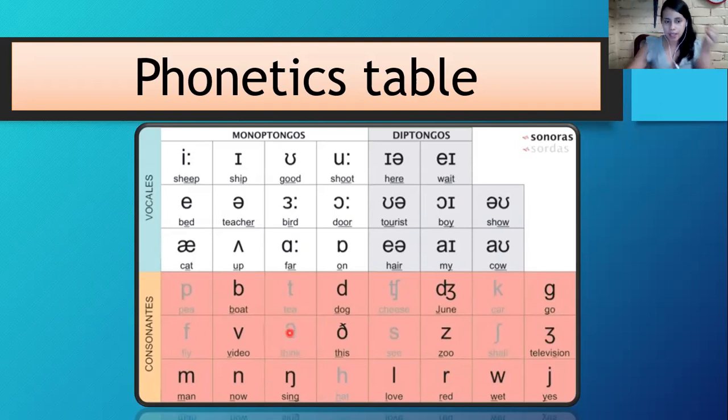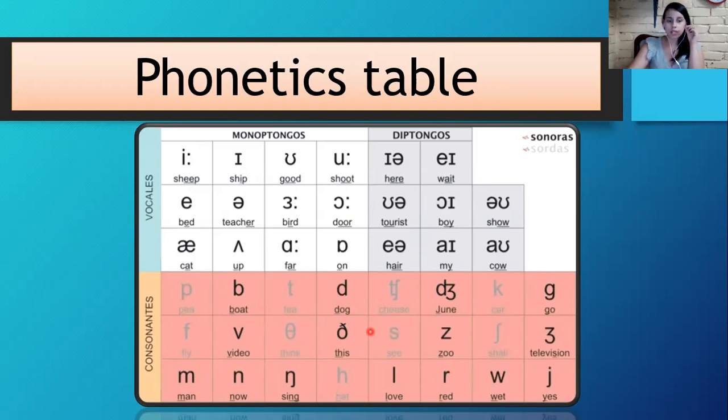The other example is this sound. I used to think it was pronounced like this, but it's actually pronounced like this. Okay, for example, thing.